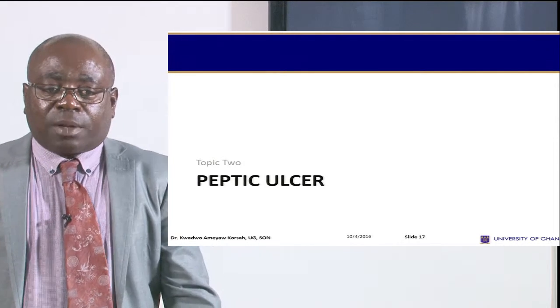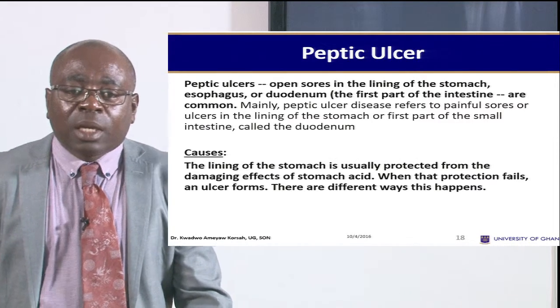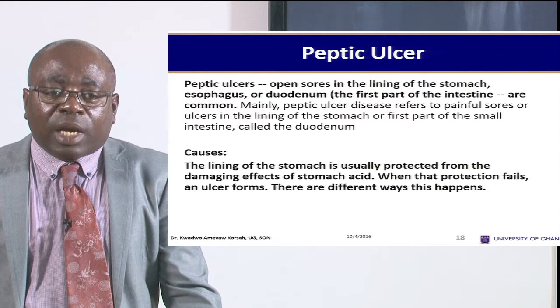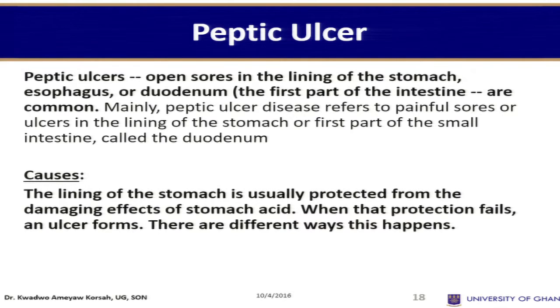For peptic ulcer, I have provided you with a diagram, and here we have the open sores in the lining of the stomach. We can also have them in the esophagus, and even in the duodenum, the first part of the intestine. These are the common places.